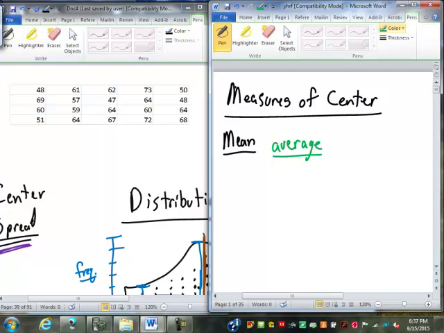So some symbols that we're going to use. First of all, n is the number of items in the list.